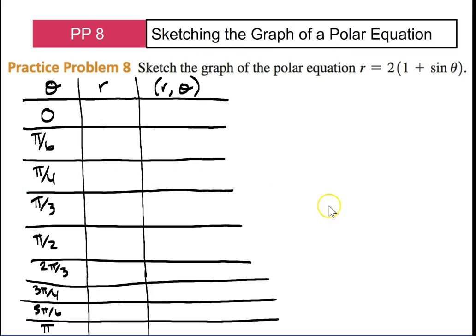Okay, what you have to do is plug in values, get the value, and stick it in for r. So in this case, it's going to be sine of 0. Sine of 0 is 0, and 1 plus 0 is 1, so therefore 2 times 1 is 2.